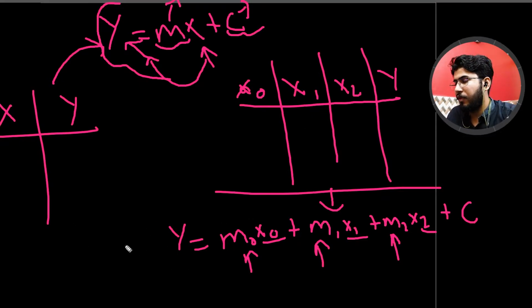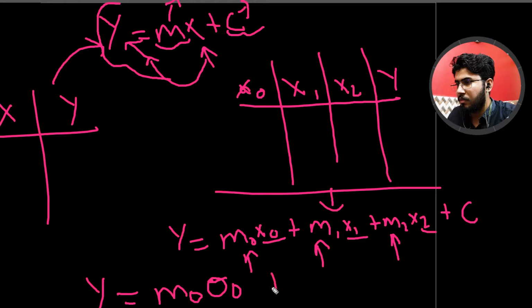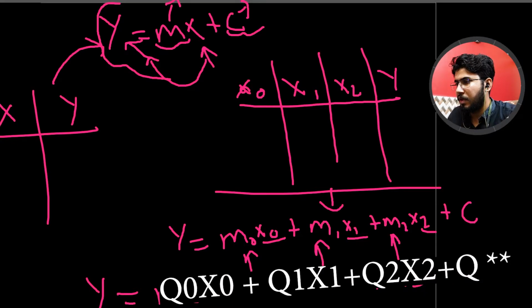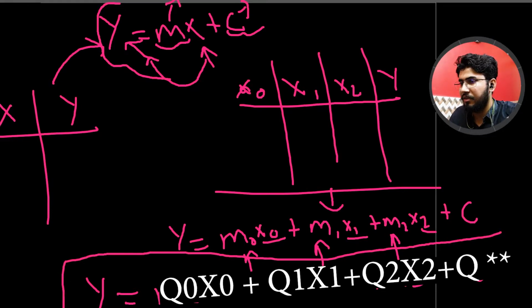If I want to convert it into machine learning language, then we will use y equals m0 theta 0 plus m1 theta 1 plus m2 theta 2 plus, let it be only theta. This is well and good, and this is the main difference between linear regression and multivariate regression. This equation is the main difference.